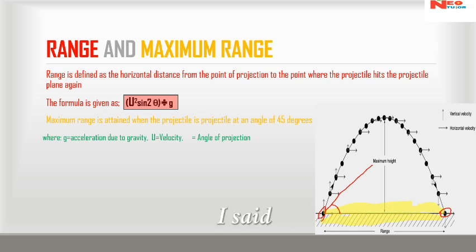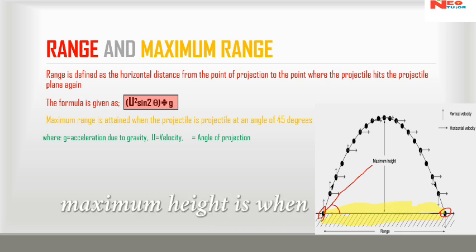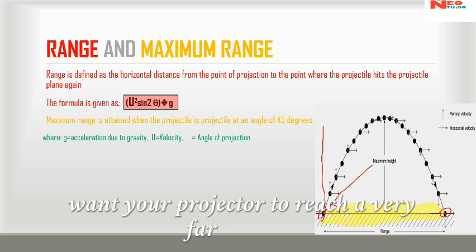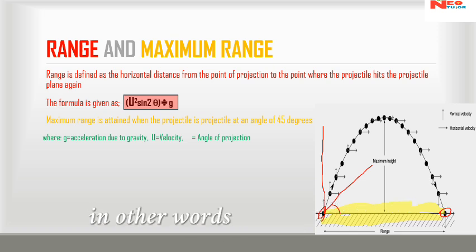Earlier I said maximum height is when you project it at angle 90. So angle 90 is for maximum height, and angle 45 is when you want your projectile to reach a very far distance. In other words, maximum range.